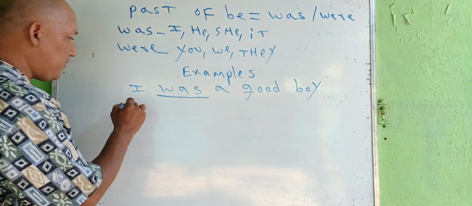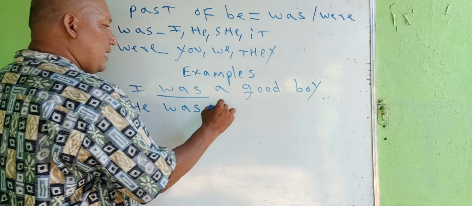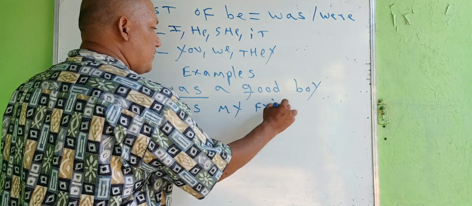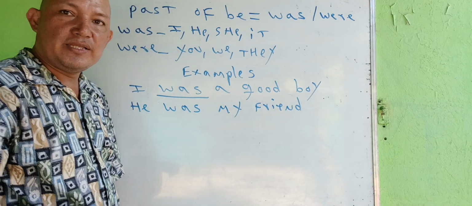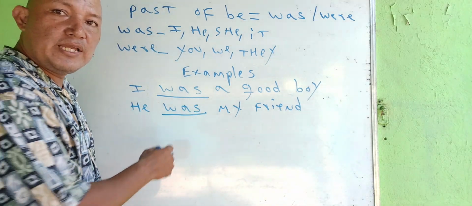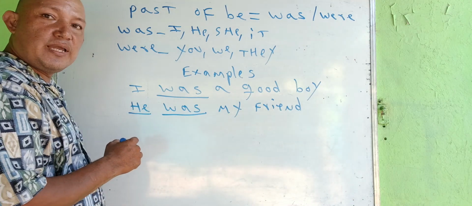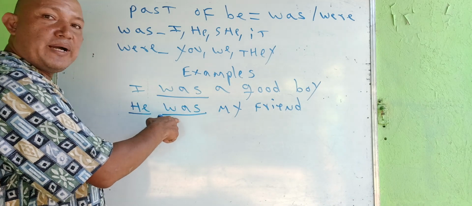Another example, he was my friend. You can see here I have written was. Why did I use was here? Because I'm using he. If I'm using he, the simple past of be is was.